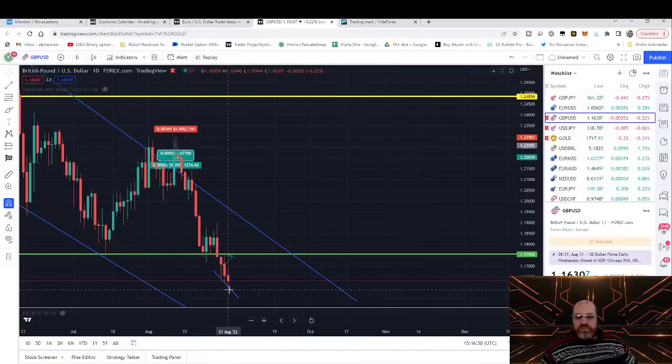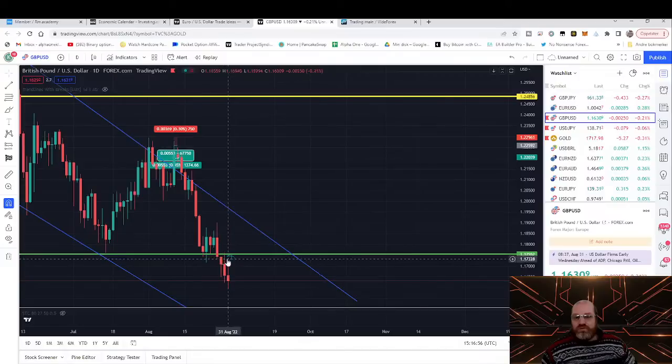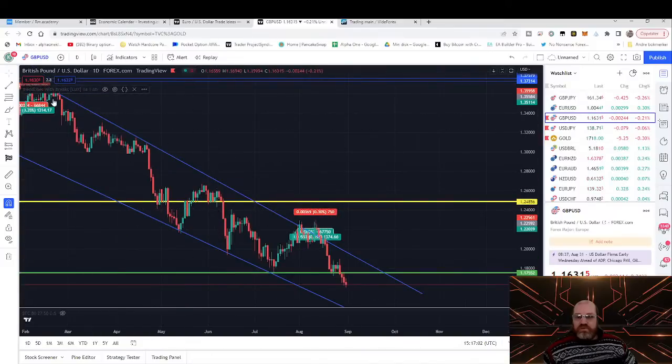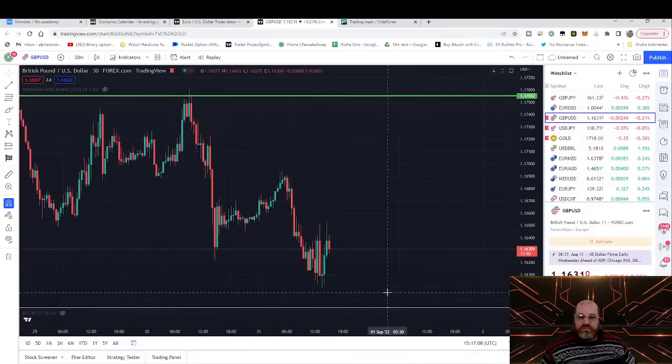But let's remove this now and see if we can find a new trade. So let's start over. This was a profit trade. We can close it. Let's see if we can see some new opportunities. As we see on the daily, we are only looking for short opportunities. So let's go to 30 minutes and see if we have a short opportunity.